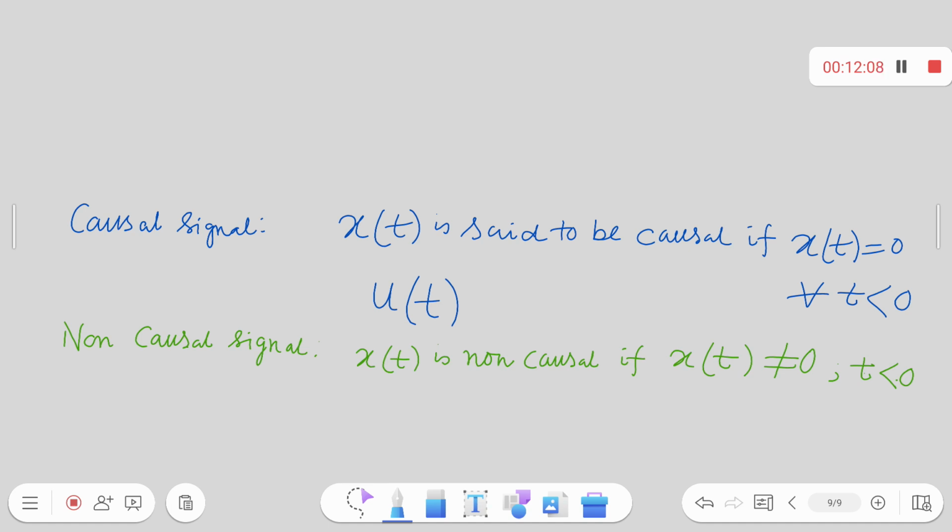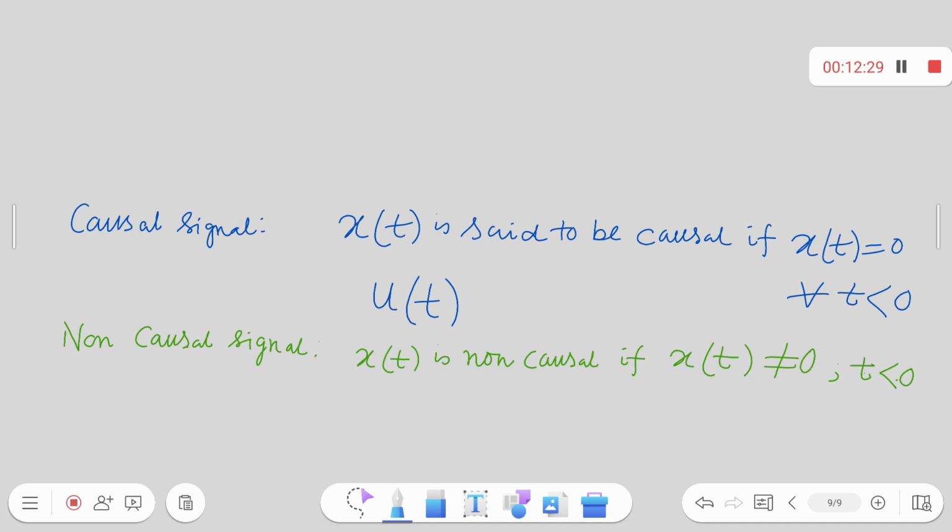Now this non-causality can be divided into different sections. One is purely non-causal, I call it non-causal. Then the second one is, this non-causal is a bigger set. So what does it mean? x of t is not exactly 0 for t less than 0. So for some value of t less than 0, you have some non-zero x of t.